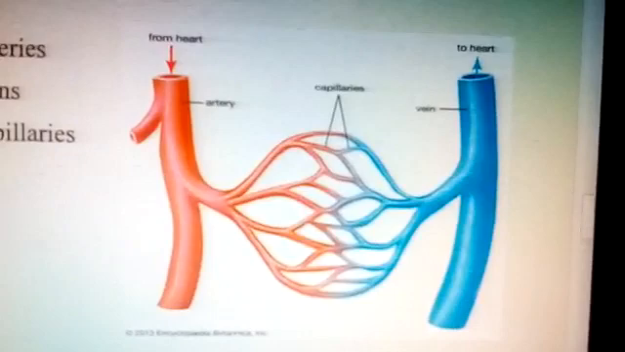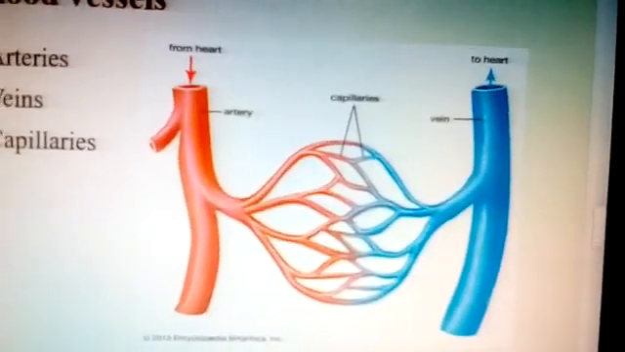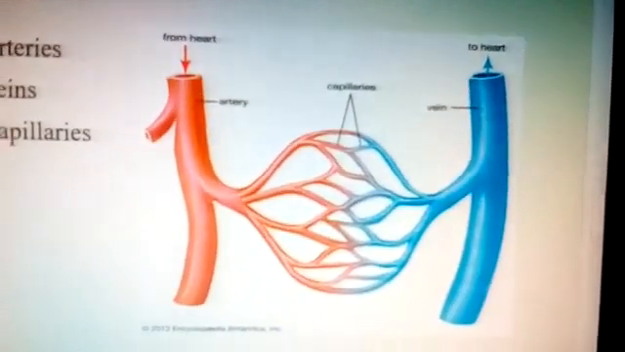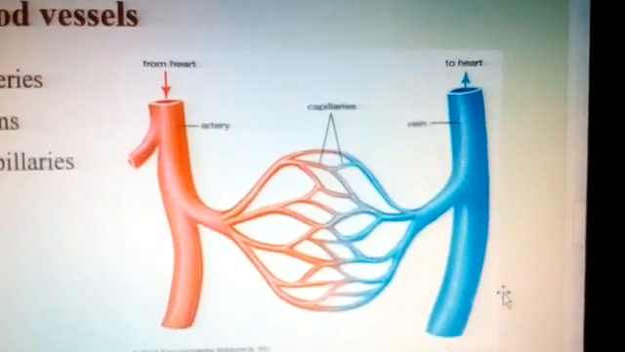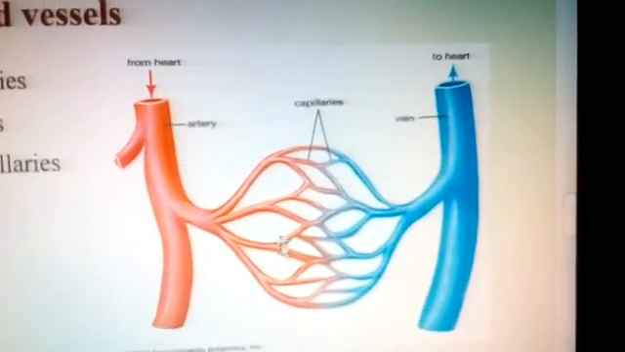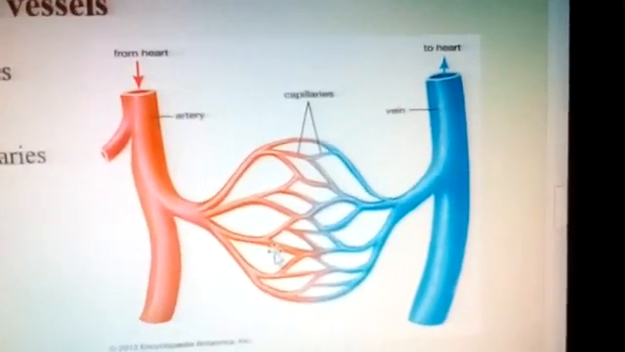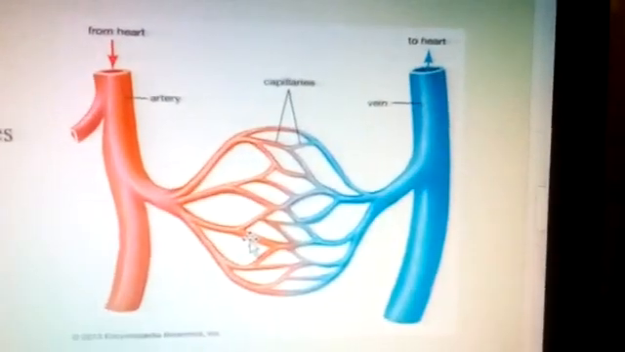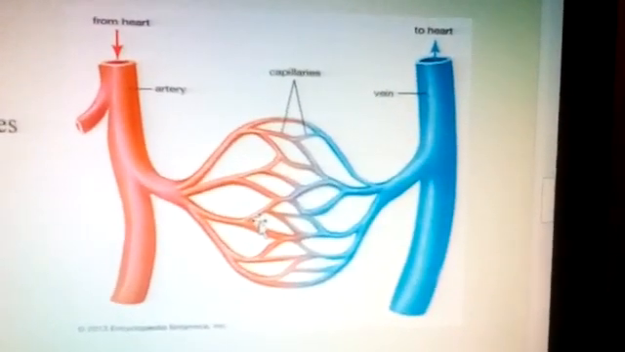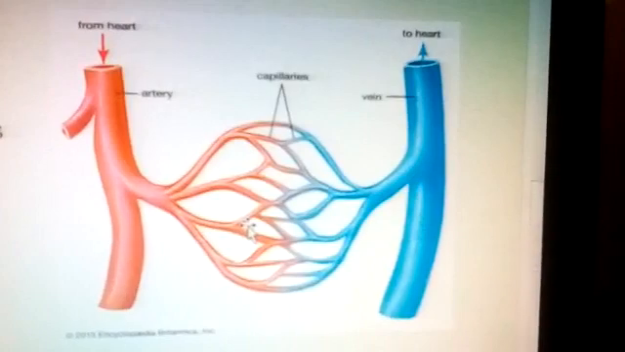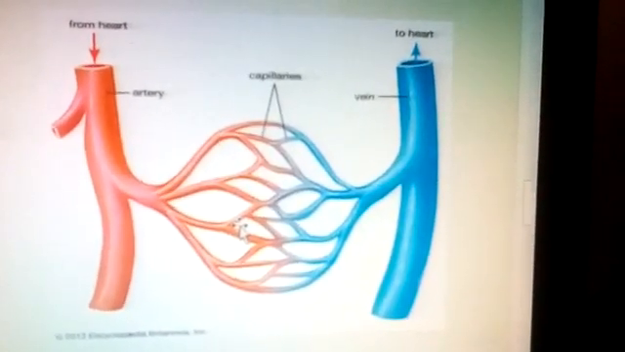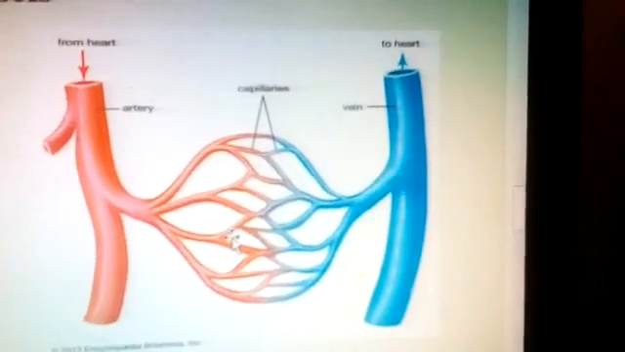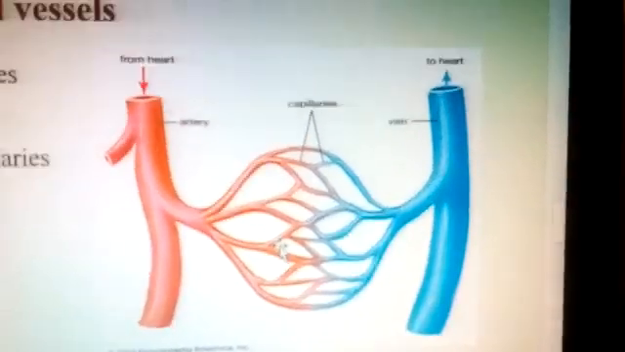Now, can you see the arteries divide into smaller vessels in the middle? They divide further into extremely thin tubes called capillaries. The capillaries join to form veins. Veins empty into the heart, which takes the blood to the heart.